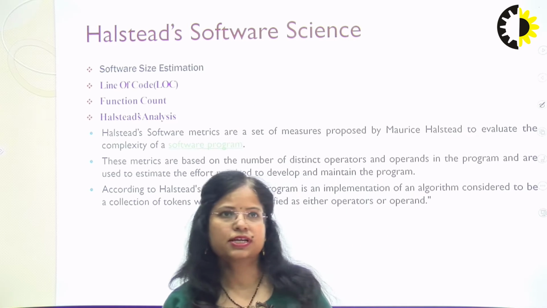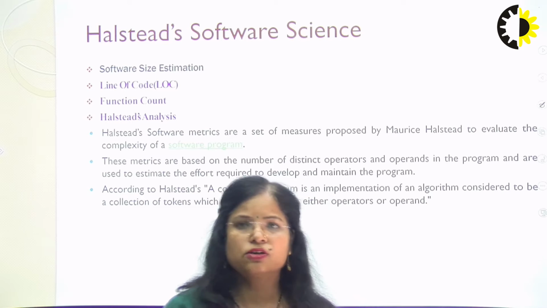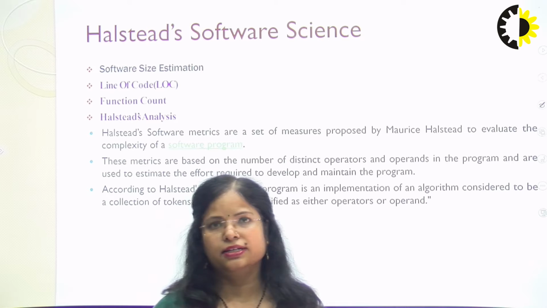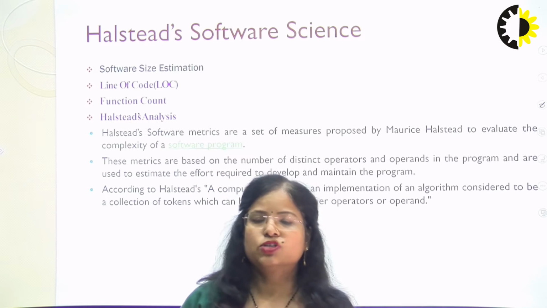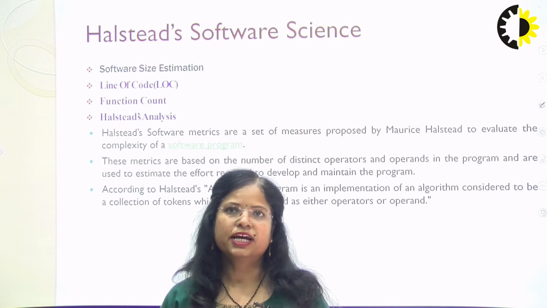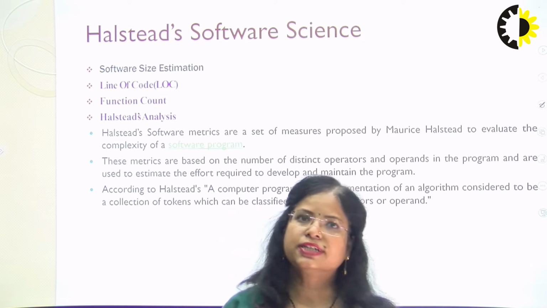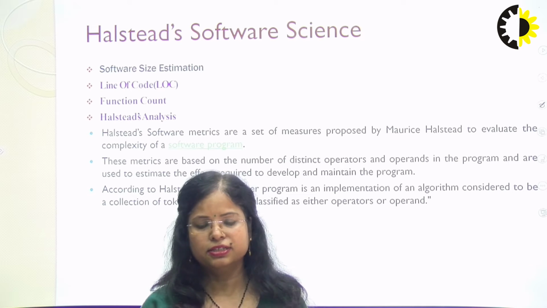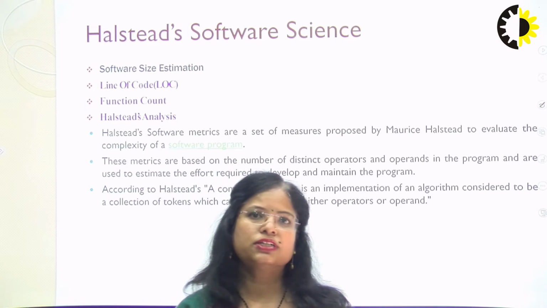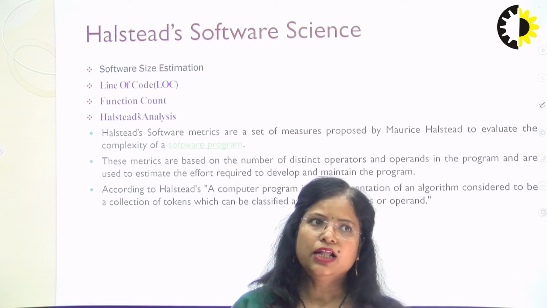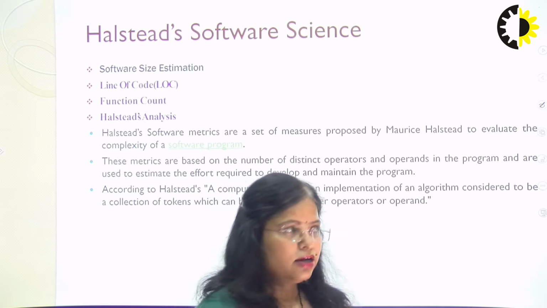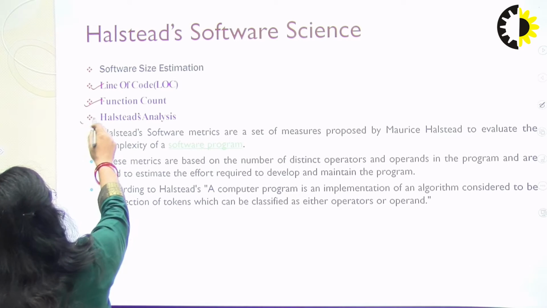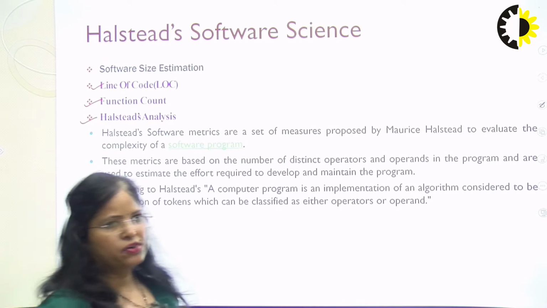So, Halstead software science matrix, what is this? Basically, a matrix is a measurement to calculate the size or cost of some software. There are different types of estimation techniques available for measuring the software size. This software size estimation can be calculated with the help of line of code, function count and Halstead software science matrix.